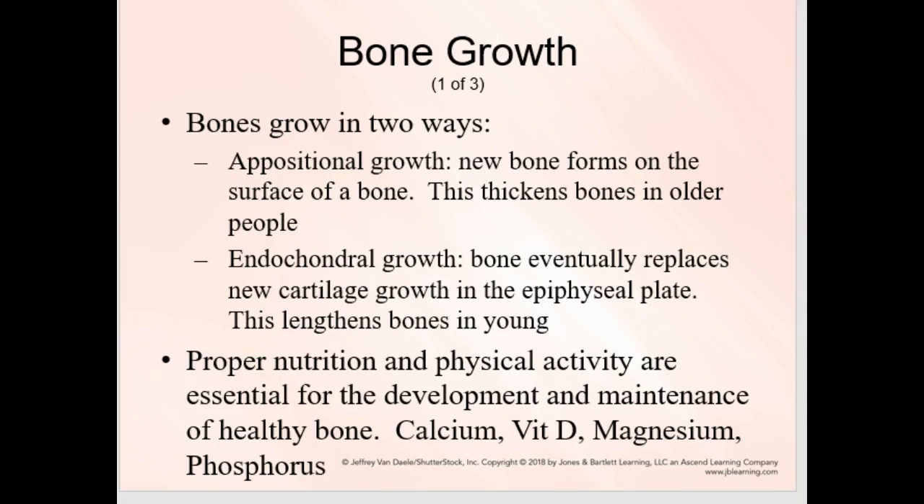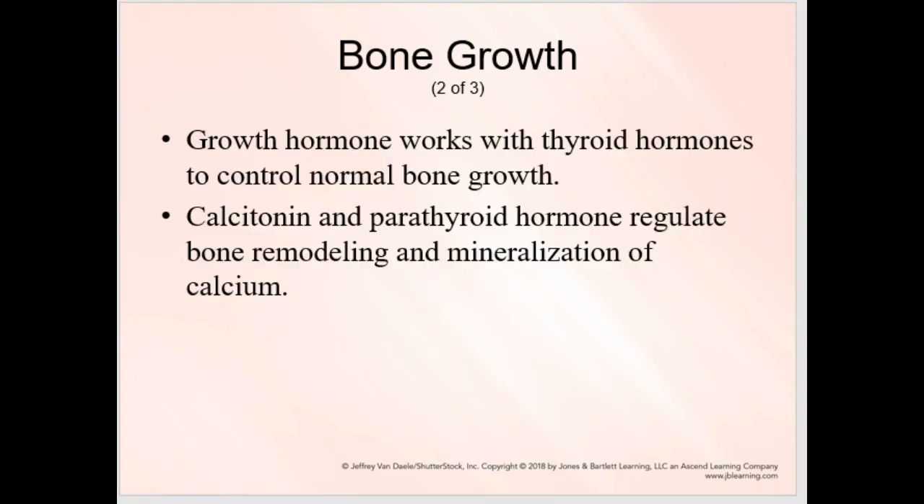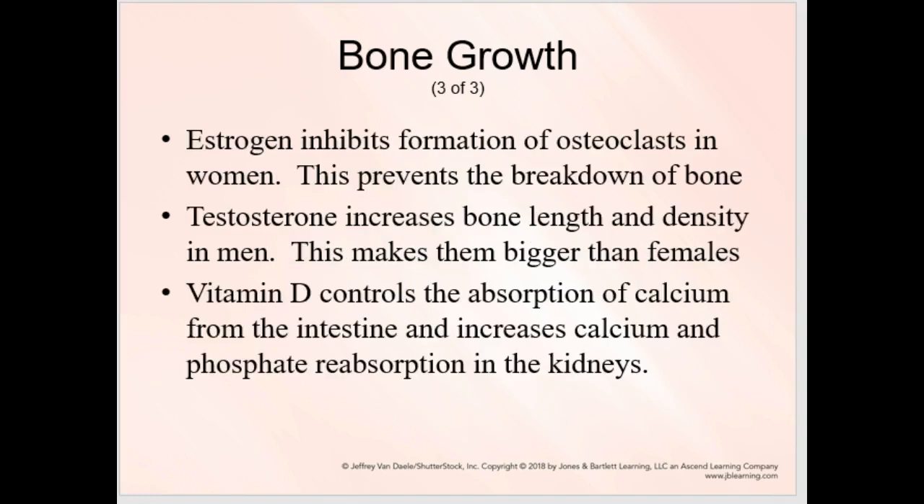And we know already that we need calcium, vitamin D, magnesium, and phosphorus to put the calcium into the bones, and also to get calcium out of the intestines with vitamin D. Growth hormone works with thyroid hormones to control normal bone growth. And we spoke about those hormones previously. We spoke about calcitonin, putting it in the bone, remember, right? And parathyroid hormone to regulate bone breakdown. So we spoke about those before in endocrine. If you have any questions, let me know. Otherwise, I'm going to move on.